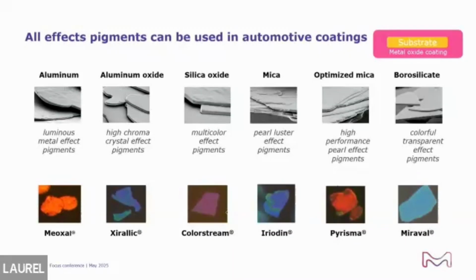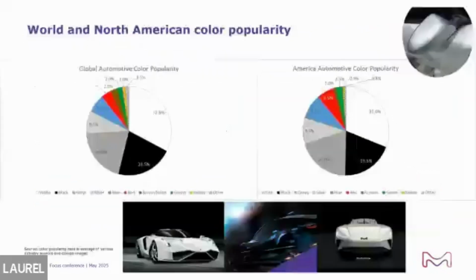as well as the silica flake by itself. Of course, the mica, in 70 years playing in the automotive industry, is our traditional product. And finally, the borosilicate, that's the glass flake, gives you high transparency. So with that, let's move to the color popularity.